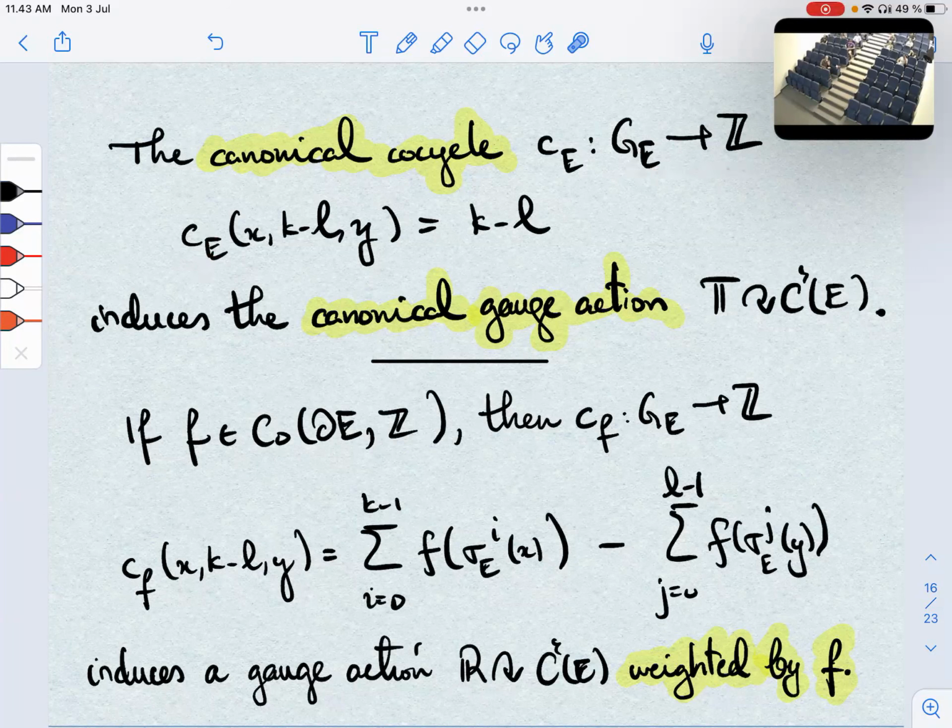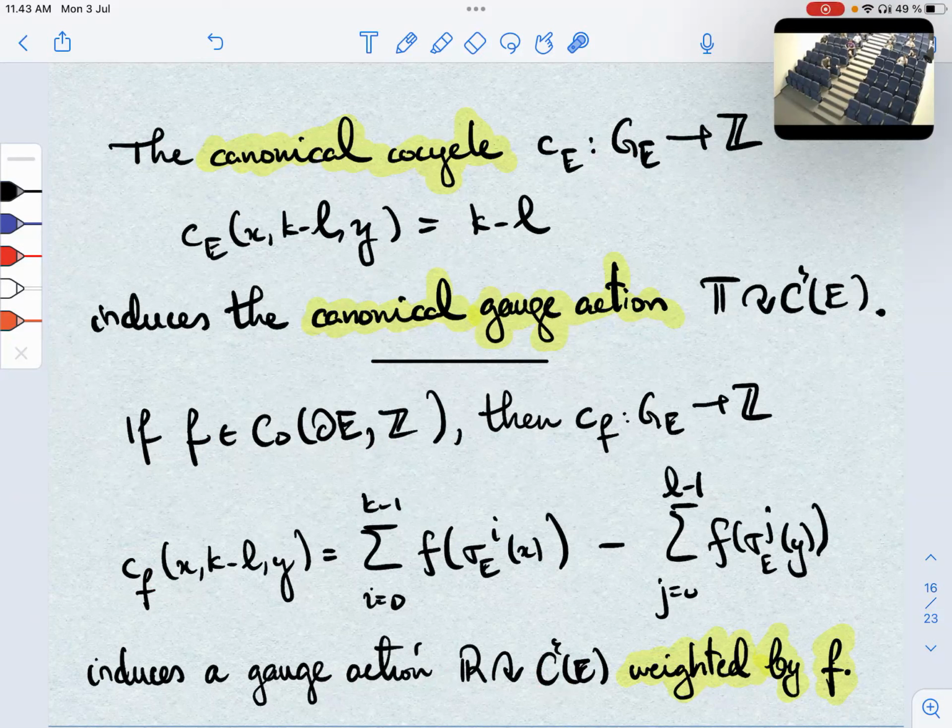You can look at other maps into the integers. One expression is given like this. I just wrote it down. It's not important what it is. But what is important is that it comes from a function on the original space. So here you might just want to think of putting a weight on your edges. So if I just put a different weight on my edges, then I can define a function like this. And the cocycle here takes this weight into account. And that gives me a weighted cocycle on the groupoid. And in turn, that gives me a weighted gauge action on the C-star algebra.